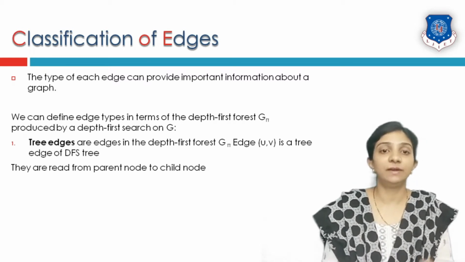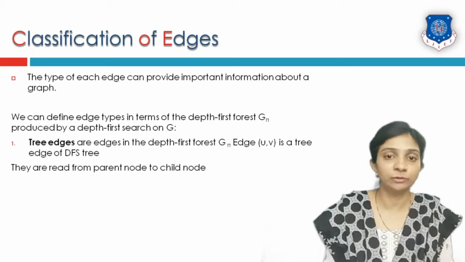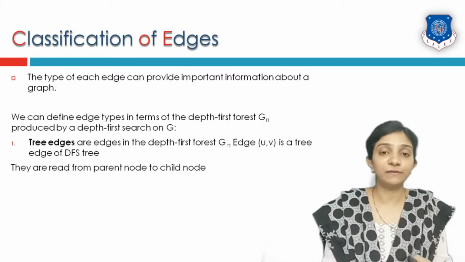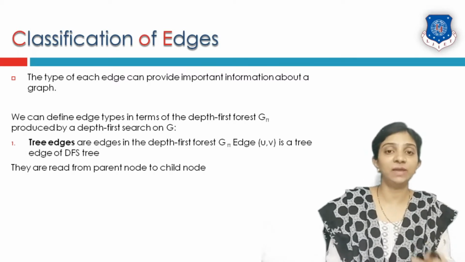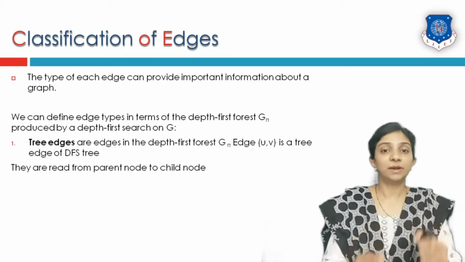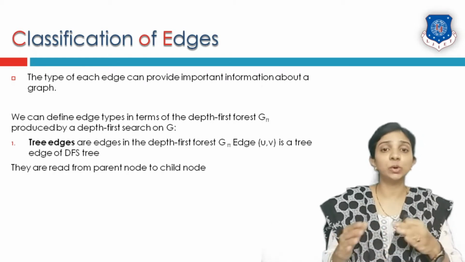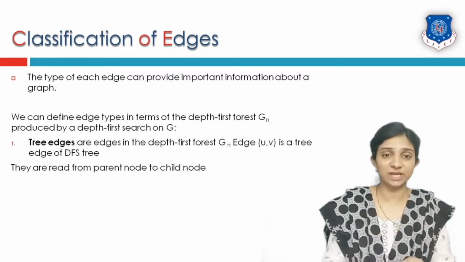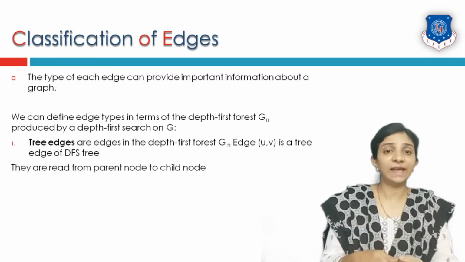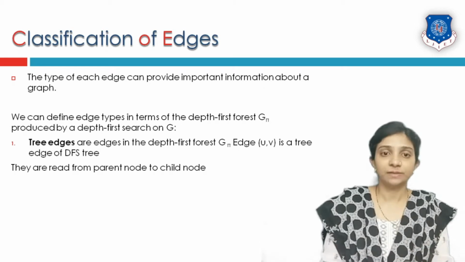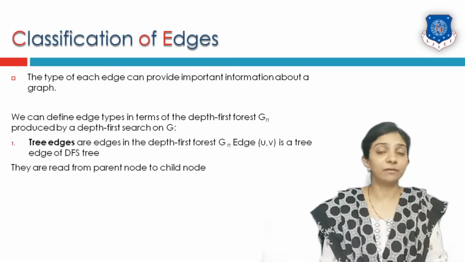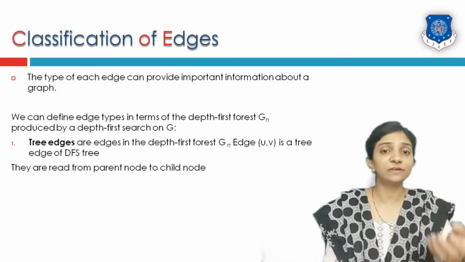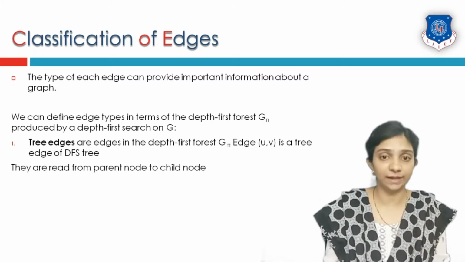Now they are read from parent node to child node. We know that in a graph, if an edge doesn't have any direction, then it can be read either way, from any vertex to another vertex. But when the same edge belongs to a tree, which is a DFS tree, we have to study an edge in a particular order. That order is from parent to child node, or from a node which is generated first to the node which is generated later on.